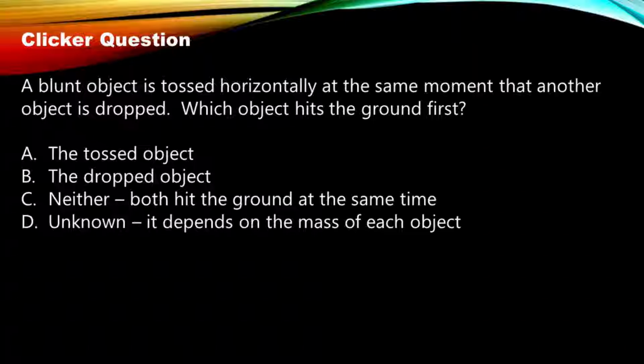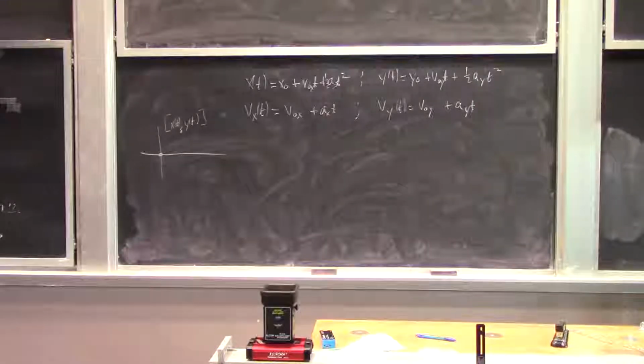So the next one: a blunt object is tossed horizontally at the same moment that another object is dropped. Which one is going to hit the ground first? Go ahead and talk about this one.